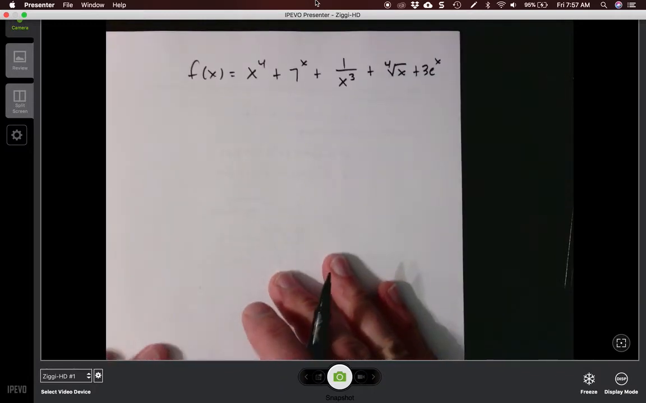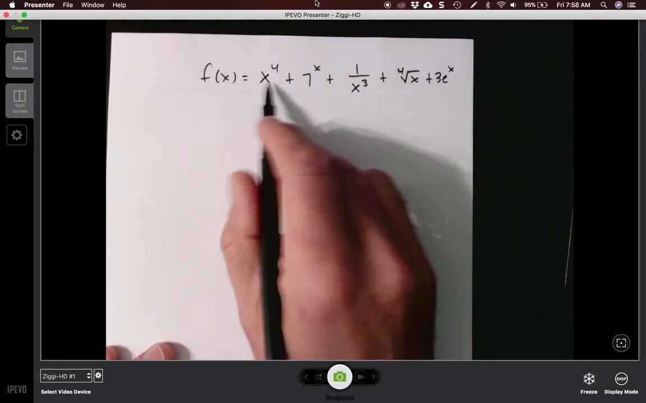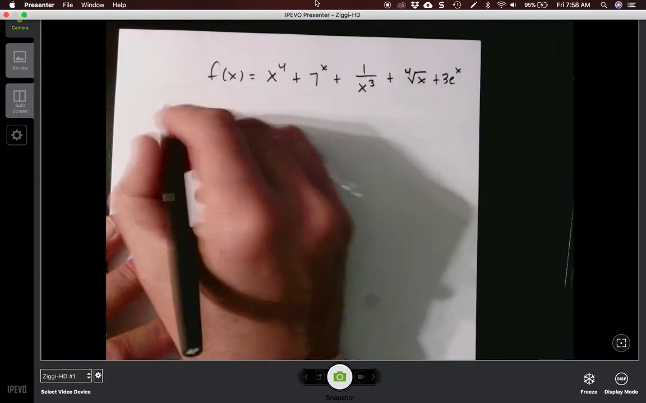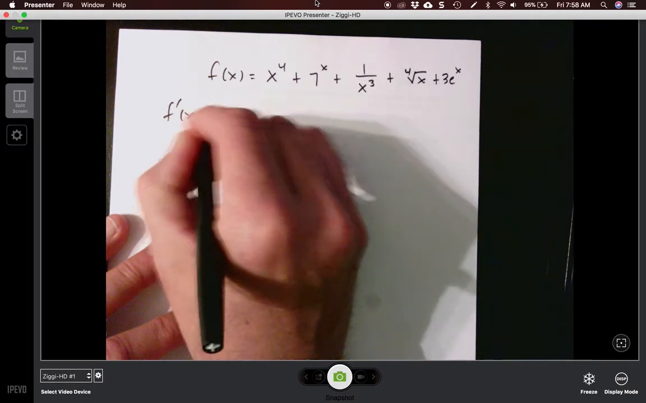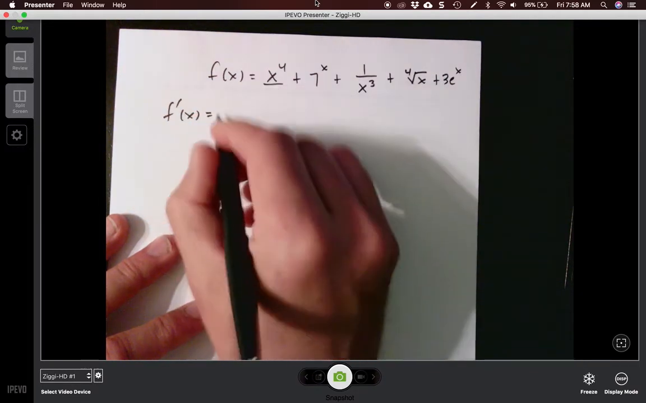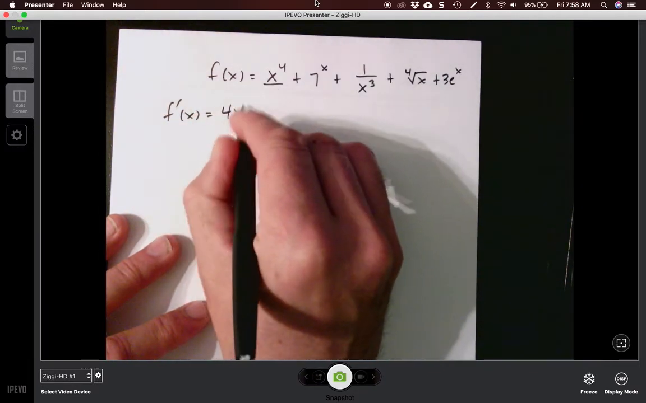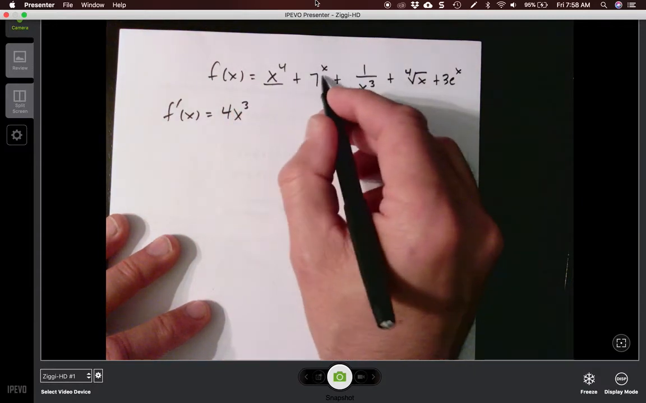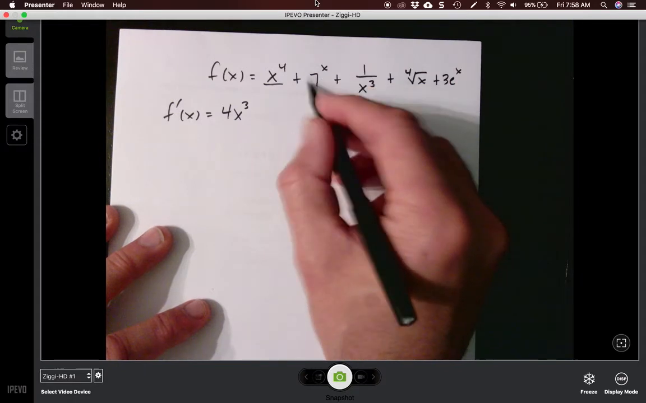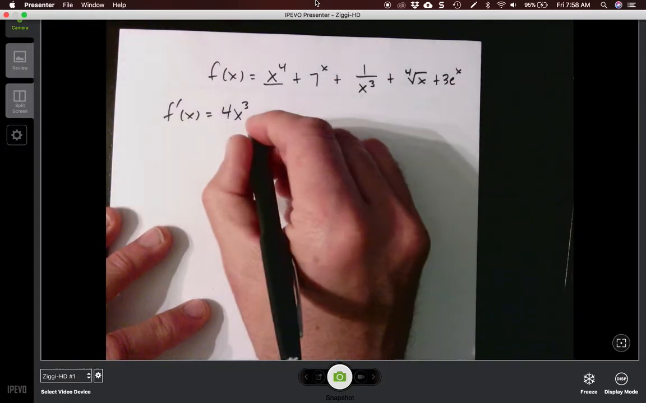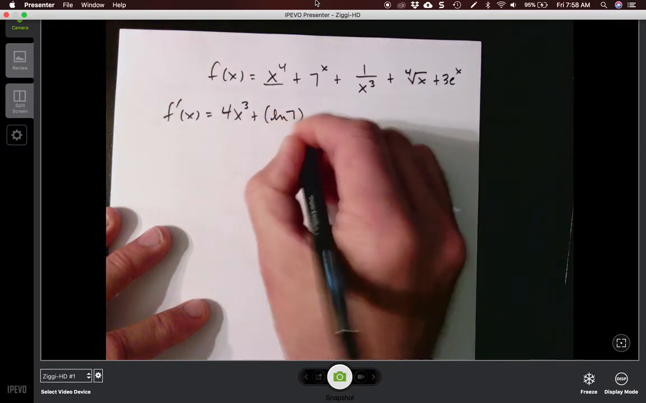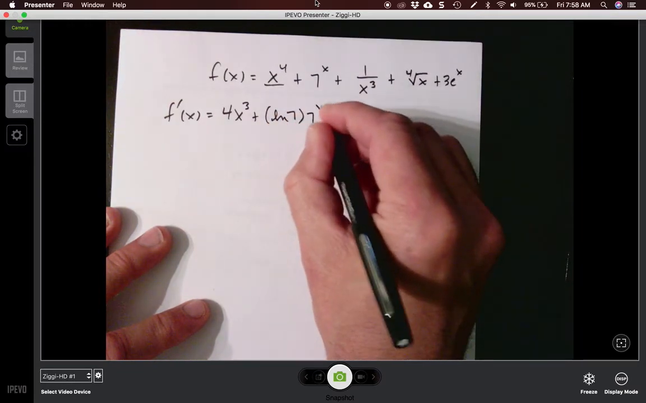Okay, pretty messy function. All right, so we've got a rule that says that if I've got a bunch of functions added together, all I've got to do is take the derivatives individually. So take the derivative. First one should be the easy one. That's going to give me 4x to the 3rd power. Now, this one is an exponential function, not a power function. So I've got to think of this as like a to the x. So the derivative of a to the x is the natural log of the base times the base to the x power.